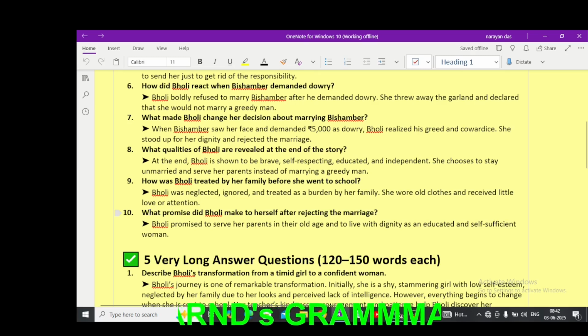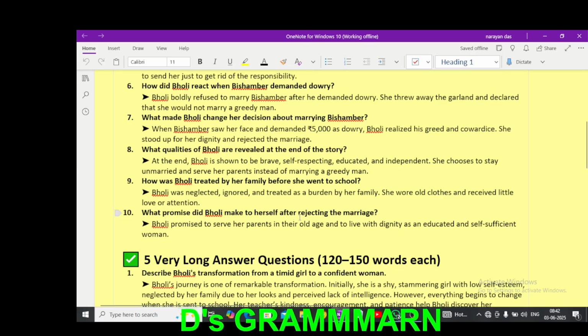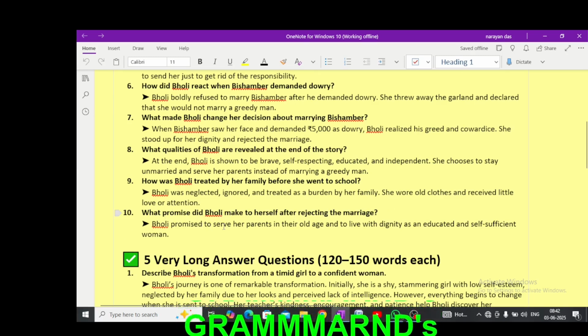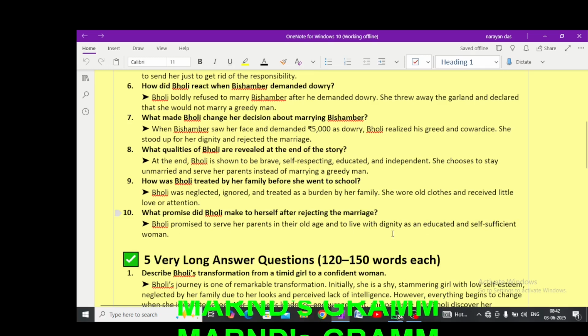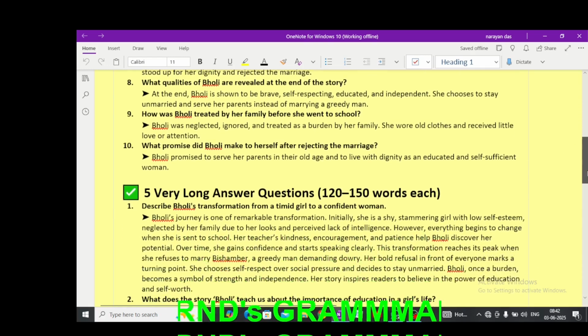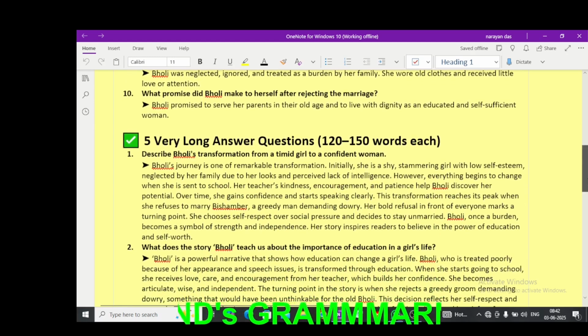Question number 10. What promise did Bholi make to herself after rejecting the marriage? Answer. Bholi promised to serve her parents in their old age and to live with dignity as an educated and self-sufficient woman. Now students, we have 5 long answer questions which are very important.